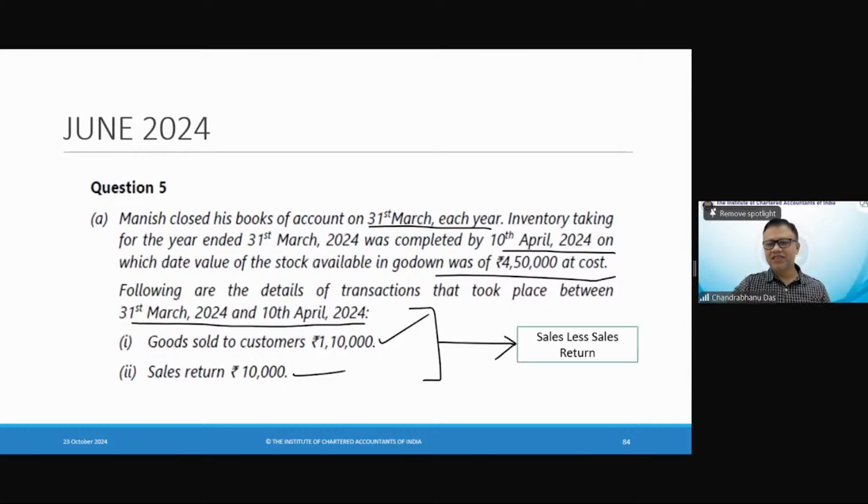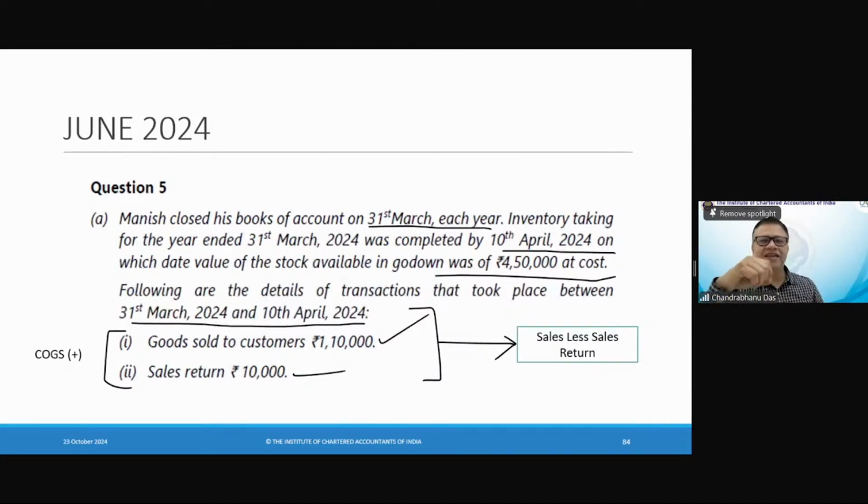So what happens is, here you are given sales and you are given sales return. You know that whenever you are going to show the sales, you have to deduct the sales return from it, and you show sales less sales return. But this will all be included in the cost of goods sold, because sales minus gross profit will give me the cost of goods sold. So here I will add this COGS.